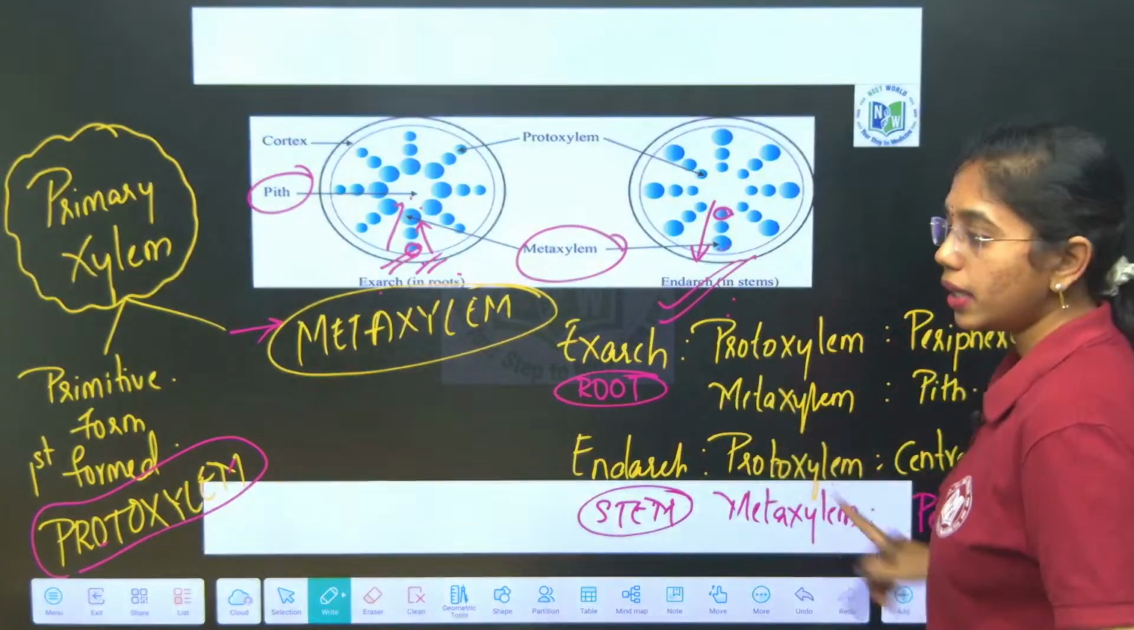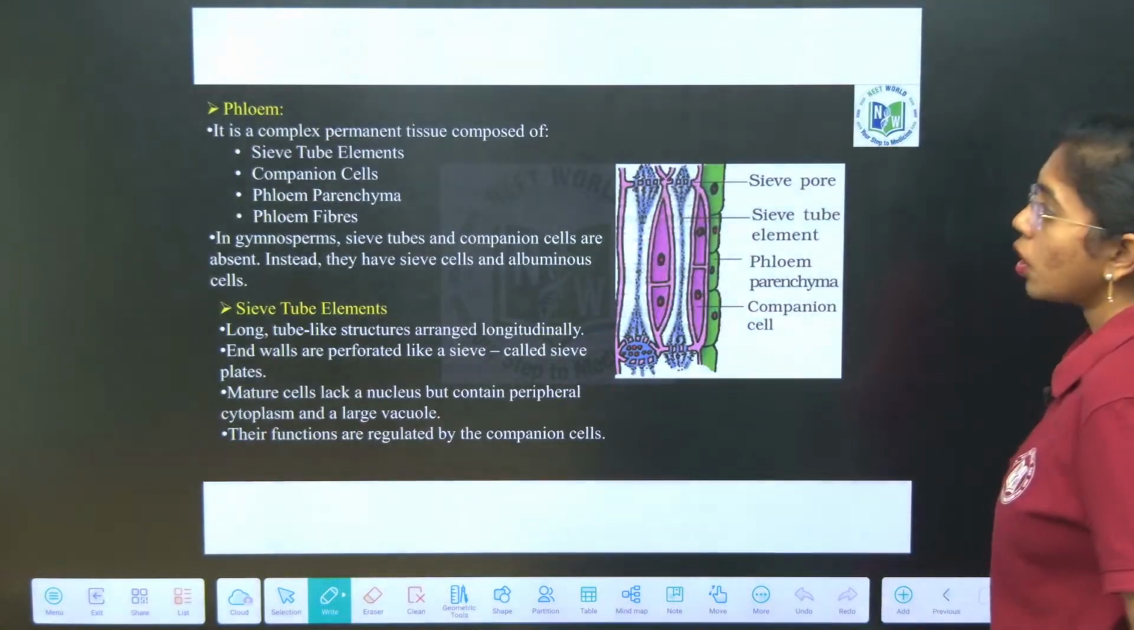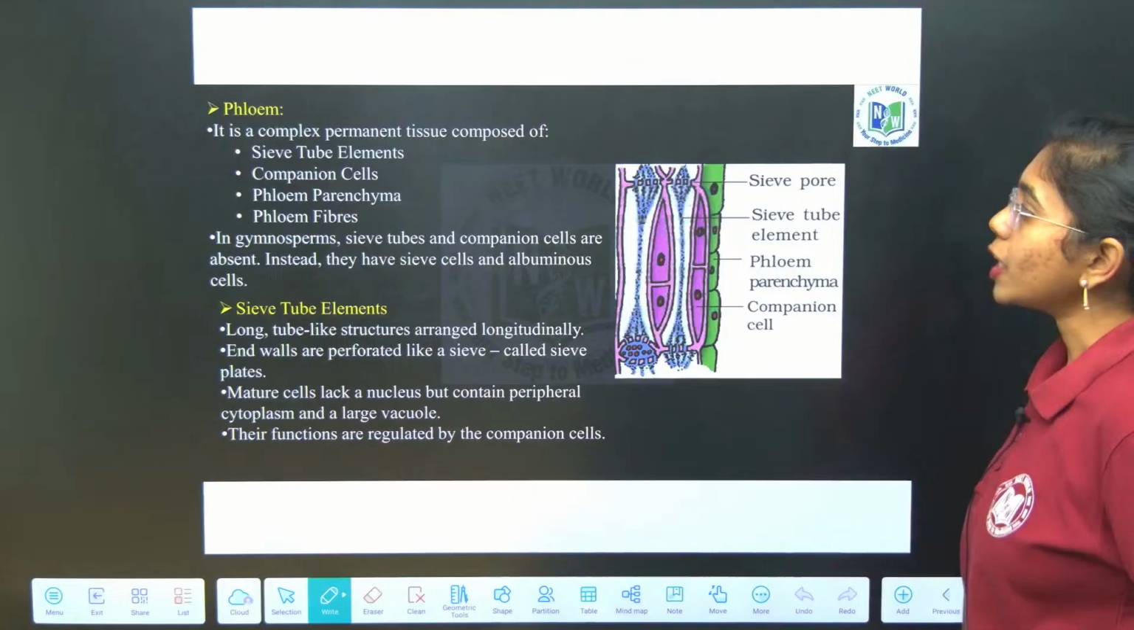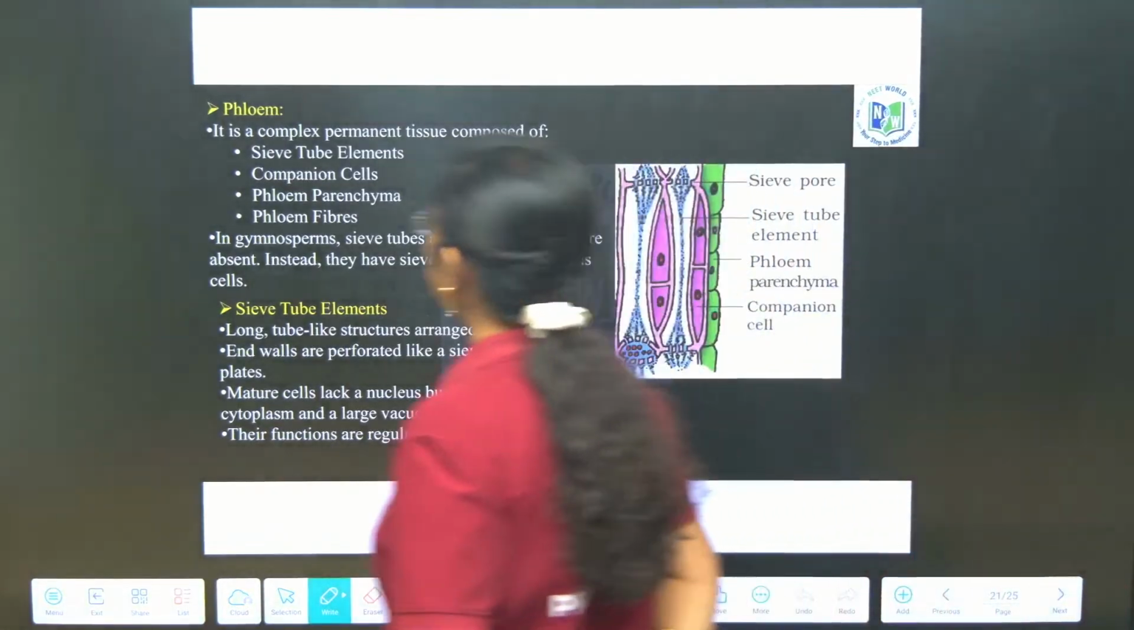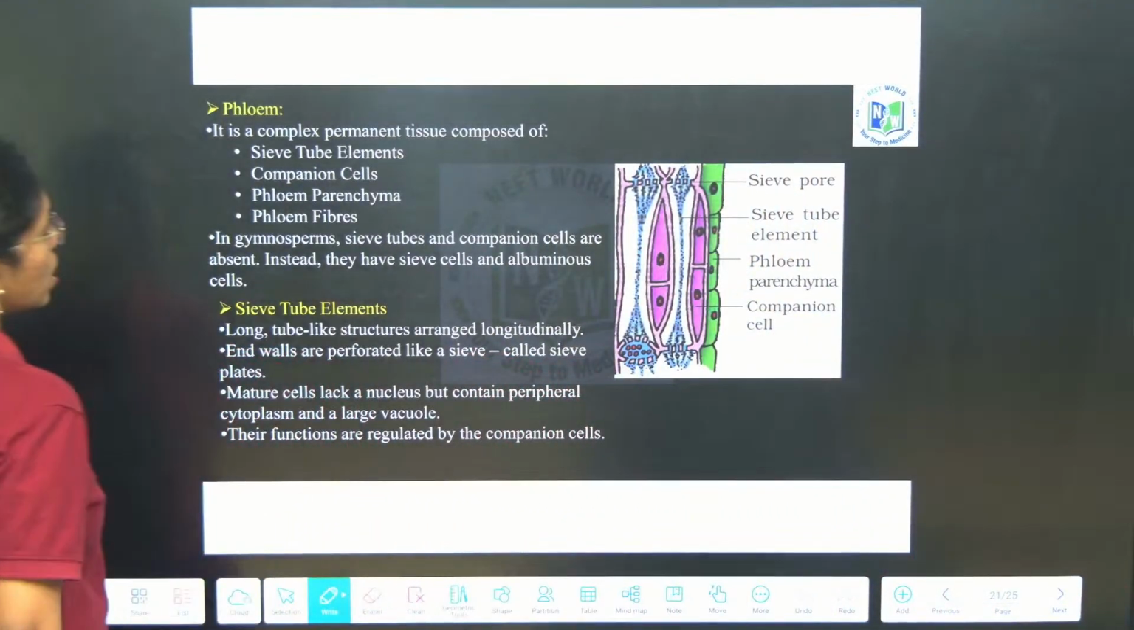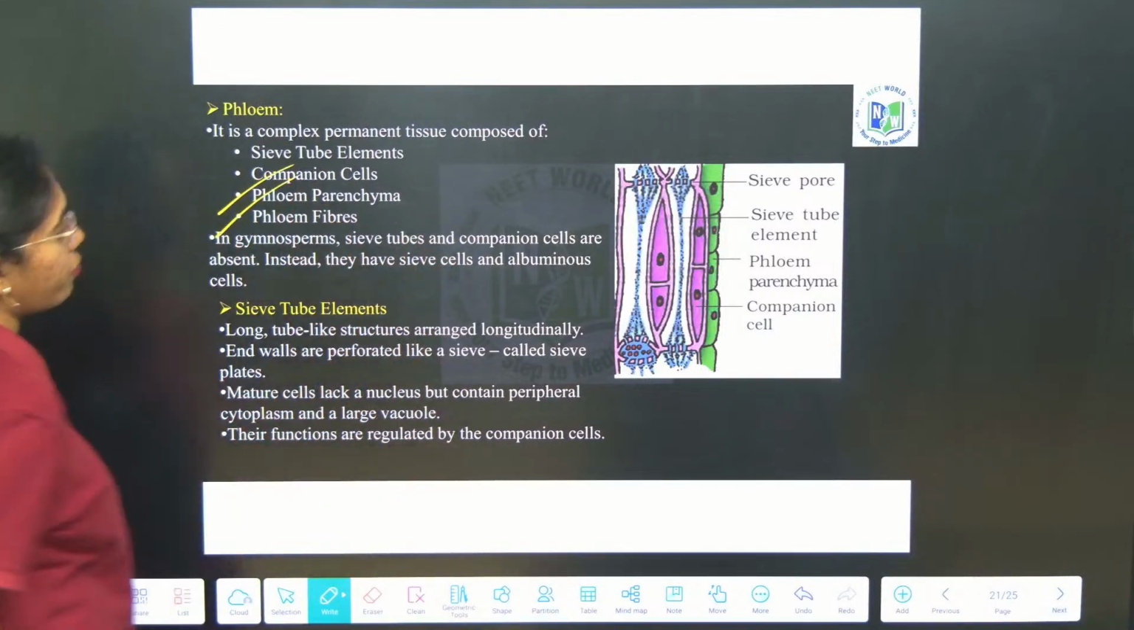Clear ma? Clear till here? Yeah. Next, phloem you see. It is a complex permanent tissue composed of sieve tube elements, companion cells, phloem parenchyma and phloem fibers.